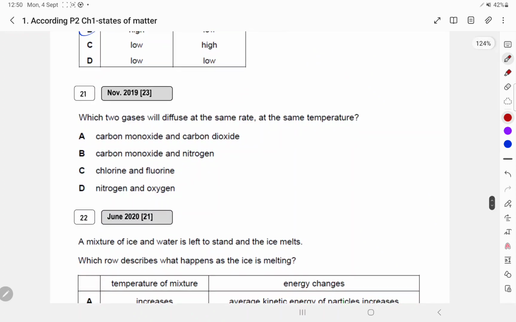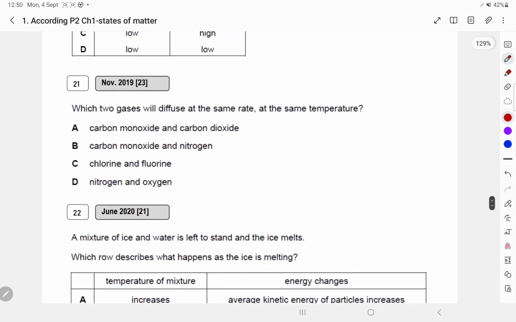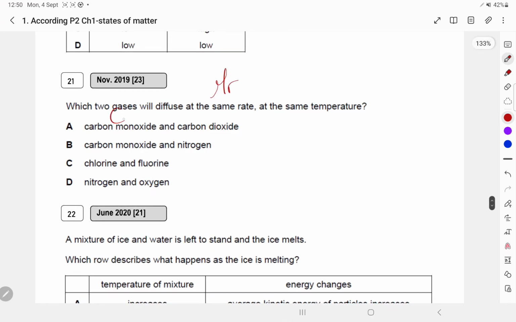Which two gases will diffuse at the same rate? Actually, to diffuse at the same rate, they must have the same MR. Okay, carbon monoxide, CO, equals 12 plus 16, which is 28. Carbon dioxide, CO2, 12 plus 32, so 44. So they do not have equal MR, so this is incorrect.